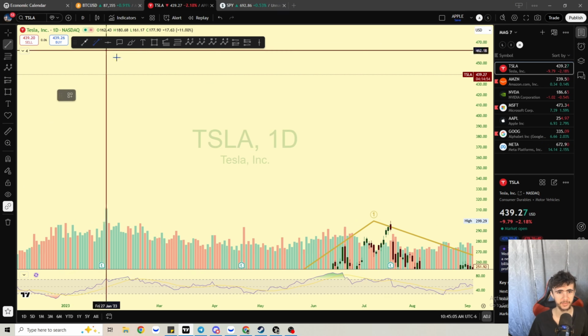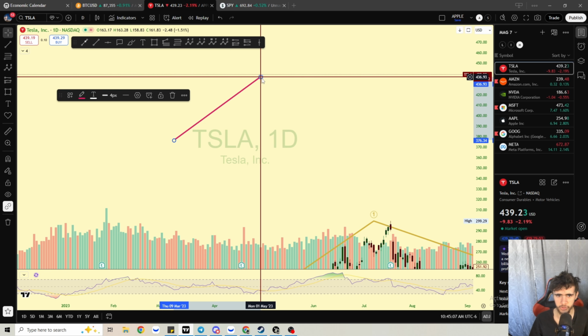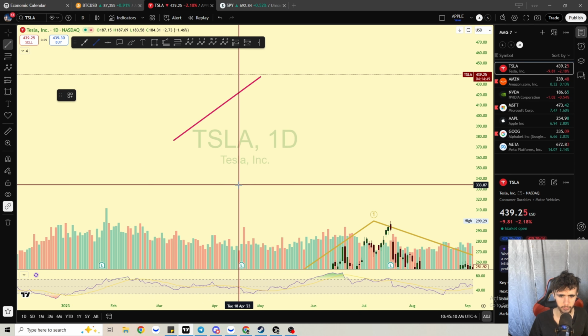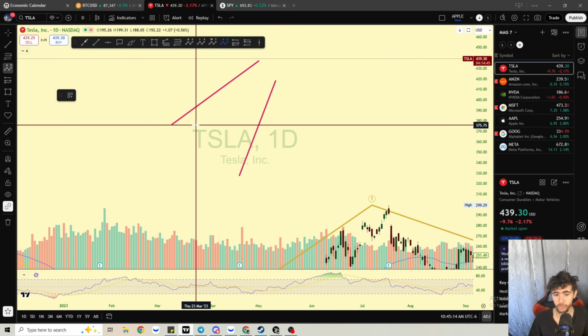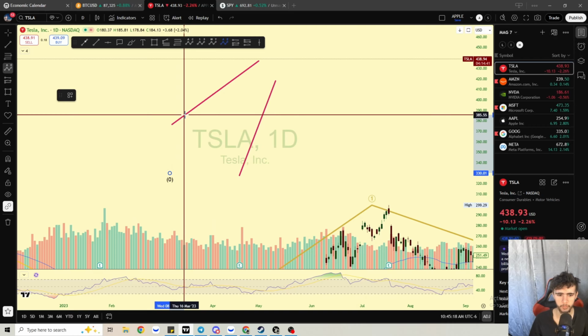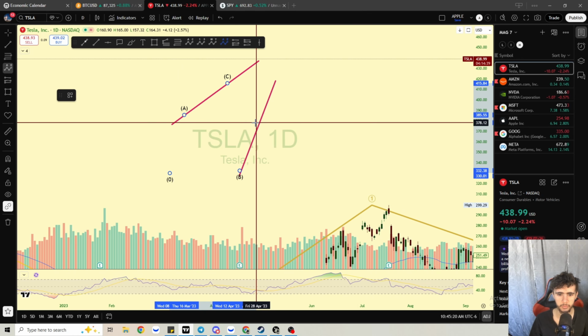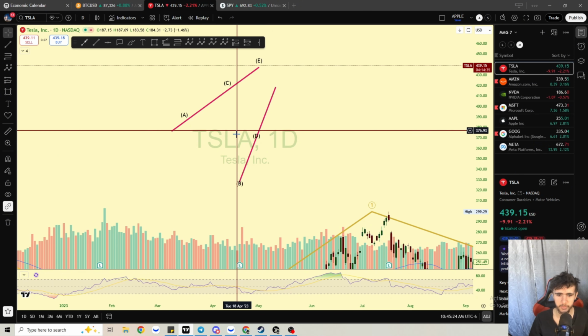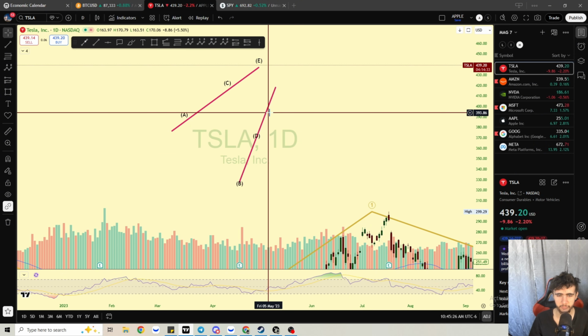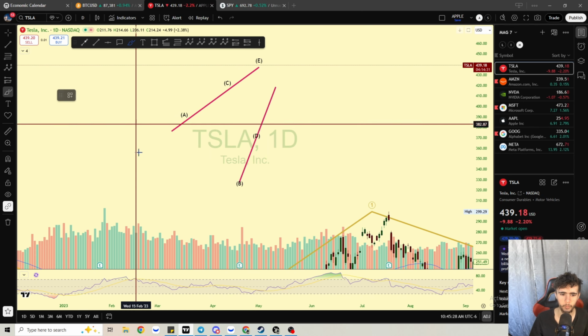So first, a leading diagonal is basically just a rising wedge, okay? That's all it basically is. And the subwaves in the main wave will look something like this: A, B, C, D, and then E. Okay, so 3 touches to the upside, 2 touches to the downside, ideally. And then we're going to be looking for a break.